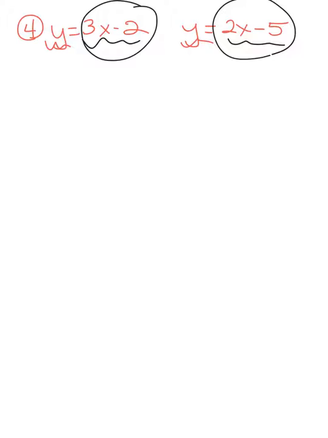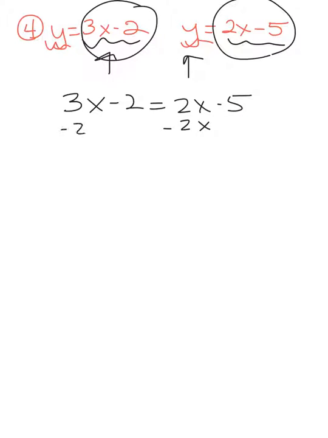It's a different form of substitution. It's basically saying that they're the same because they're both equal to y. So technically, if this is my expression and I'm substituting it over to the other equation, I can simply say 3x minus 2 is equal to 2x minus 5. They're both equal to y, so when I substitute, this is the equation I get. Now I have to isolate my variable.